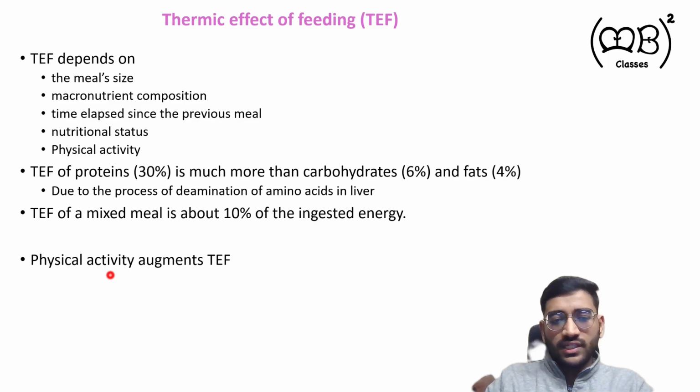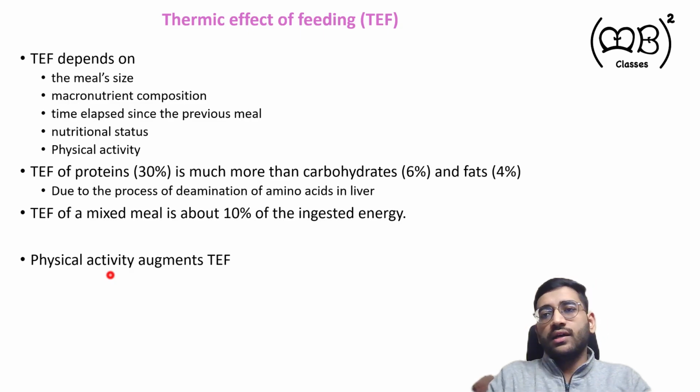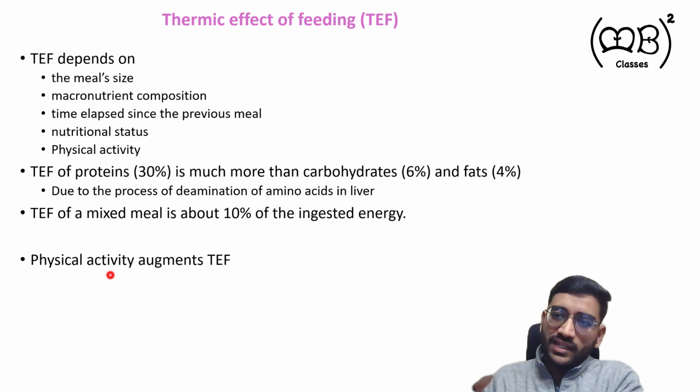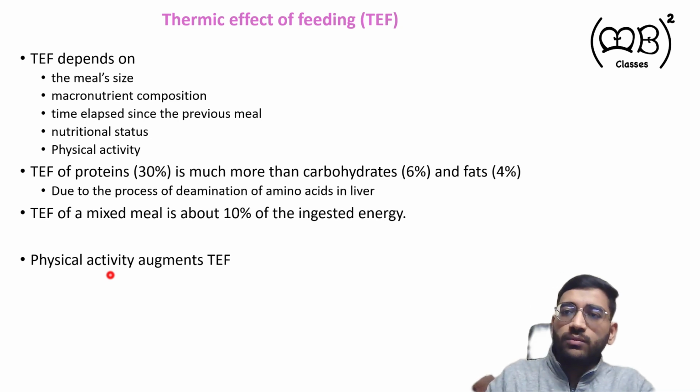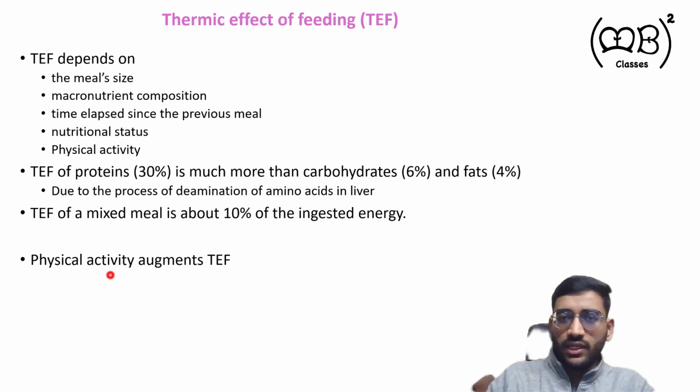The physical activity augments TEF. That is, if after consuming 1,000 calories of a meal you do physical exercise, then the thermic effect of feeding, which was supposed to be 10%, would be increased to around 20%, which would cause more energy expenditure and would cause a negative energy balance if you want that.